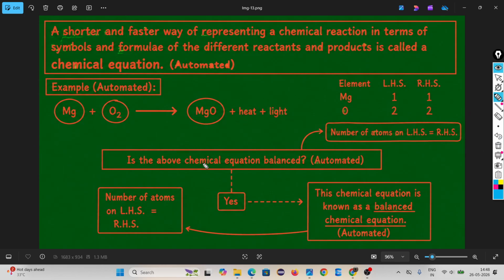Is the above chemical equation balanced? What do you mean by balanced? Balanced means the number of atoms on LHS should equal the number of atoms on RHS. If yes, then it is a balanced chemical equation. If no, it is a skeletal chemical equation. After writing a chemical reaction, we have to look whether it is balanced or skeletal. If skeletal, convert it into balanced.